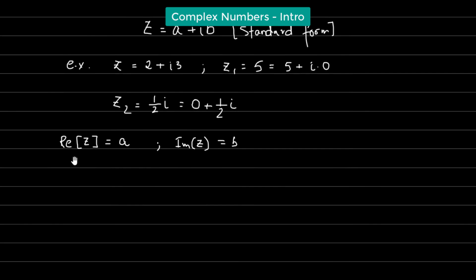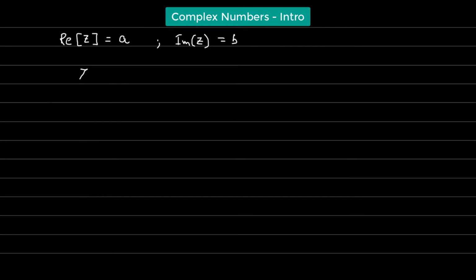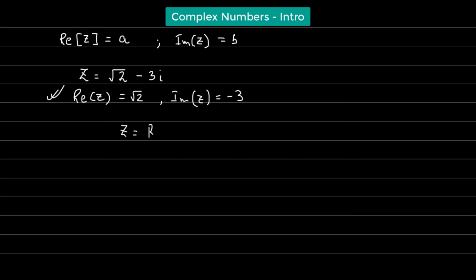For example, if we are given a complex number as root 2 minus 3i, then we'll say that the real part of the complex number Z is equal to root 2, while the imaginary part of Z is equal to negative 3. If we are given only this information, that the real part of Z is root 2 and the imaginary part of Z is negative 3, then we can say that Z equals the real part of Z plus I times the imaginary part of Z, which will give us the complex number root 2 plus I times negative 3. So it's in the standard form.